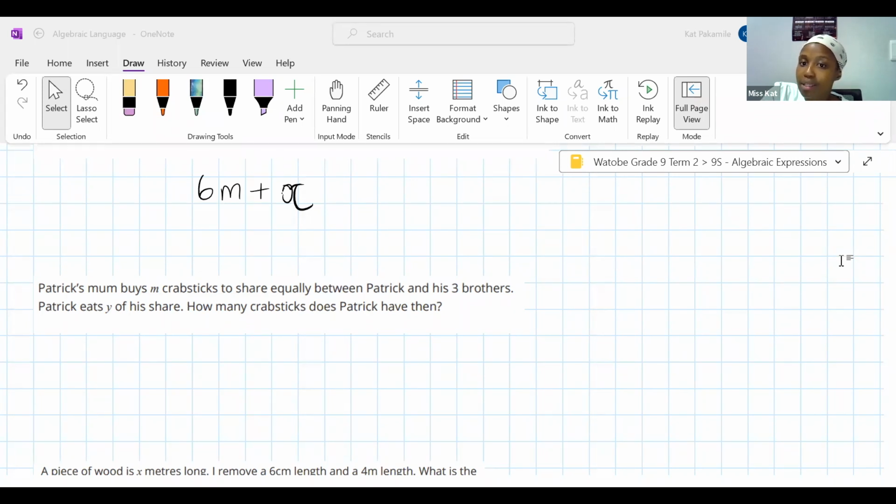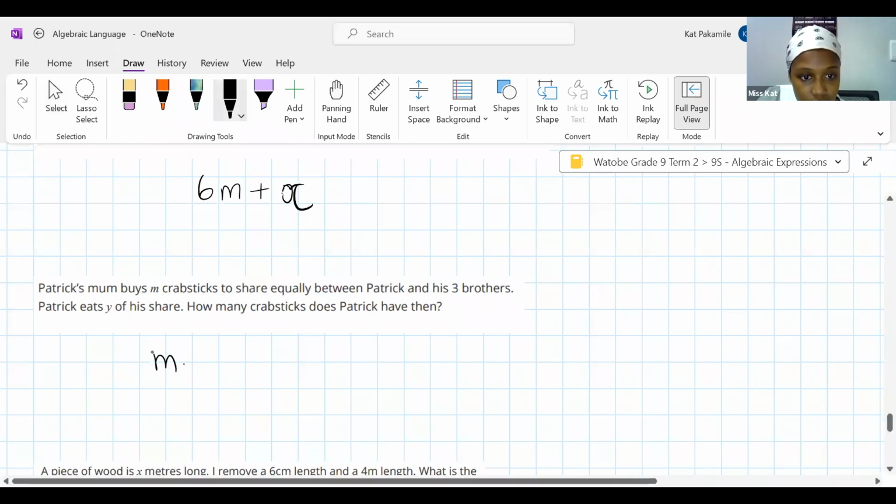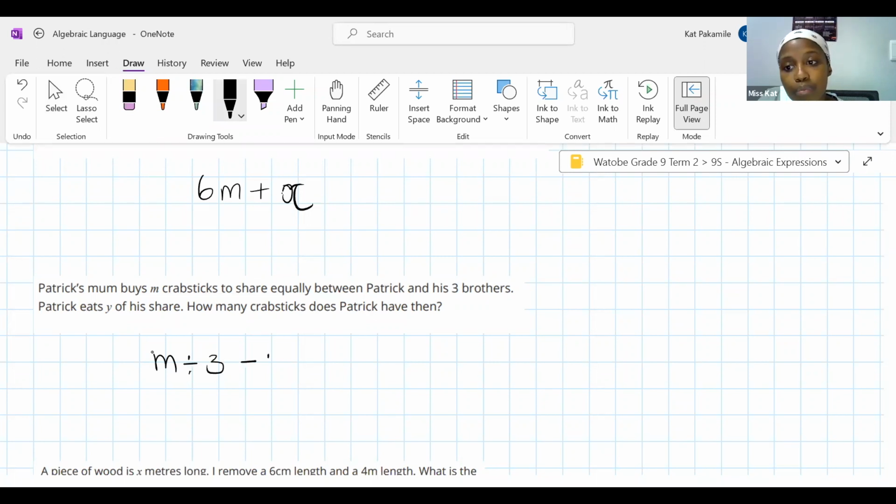Okay, hands went down and then they went up. Tabby, do you have an answer? I think I do. Okay, let's hear. So what I said was, since it's M, you're gonna say M divided by 3. And then since Patrick ate Y of his share, that means minus Y. Beautiful, that is correct.